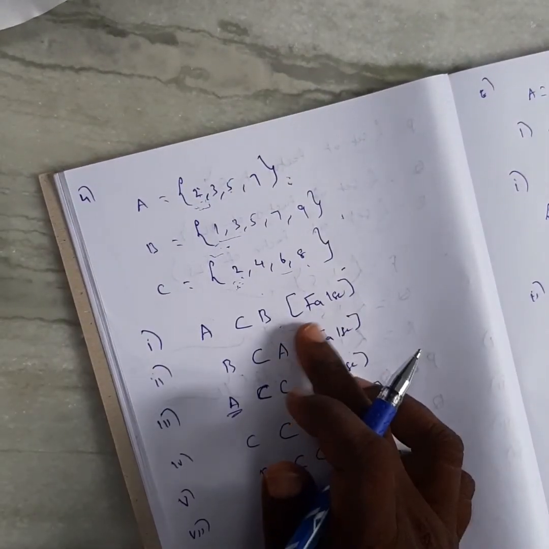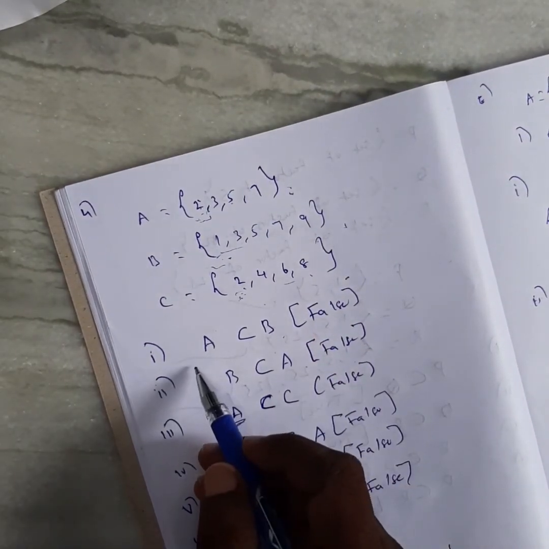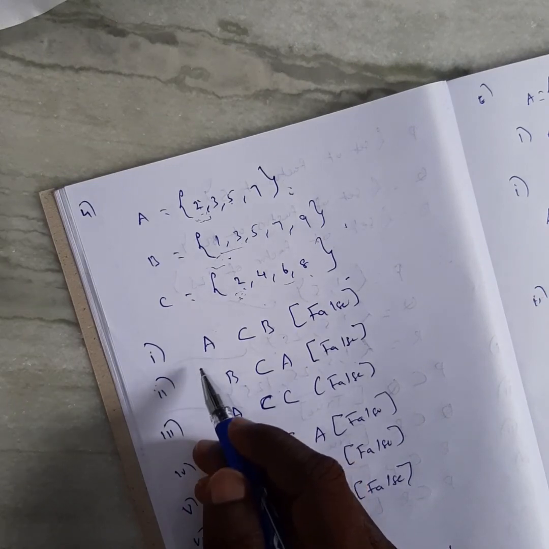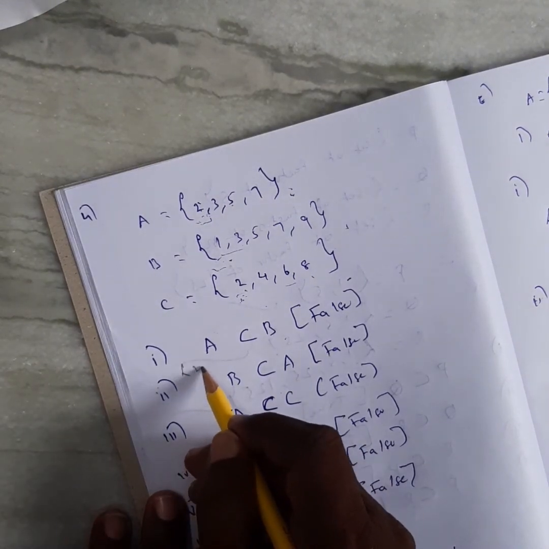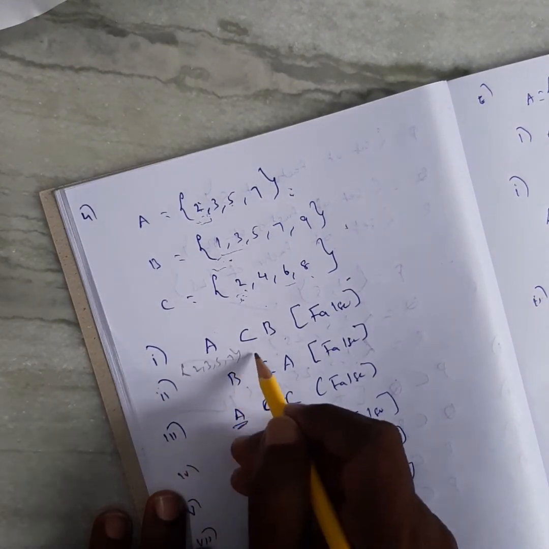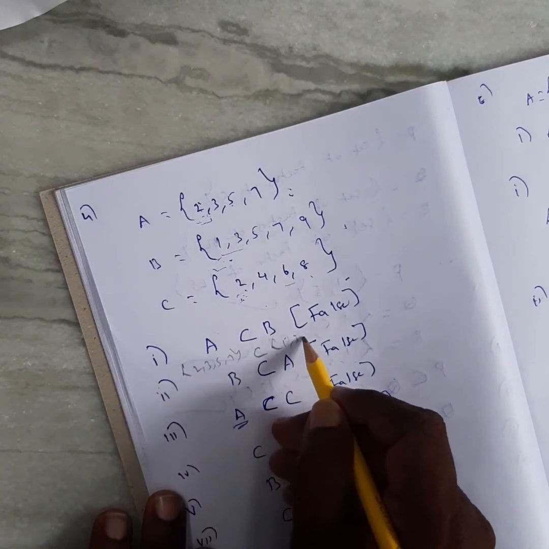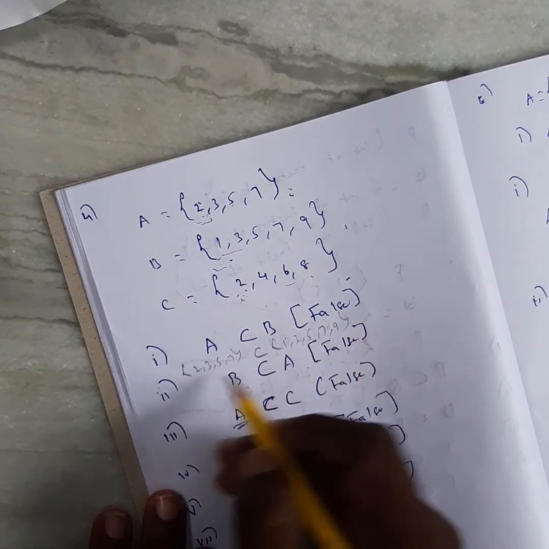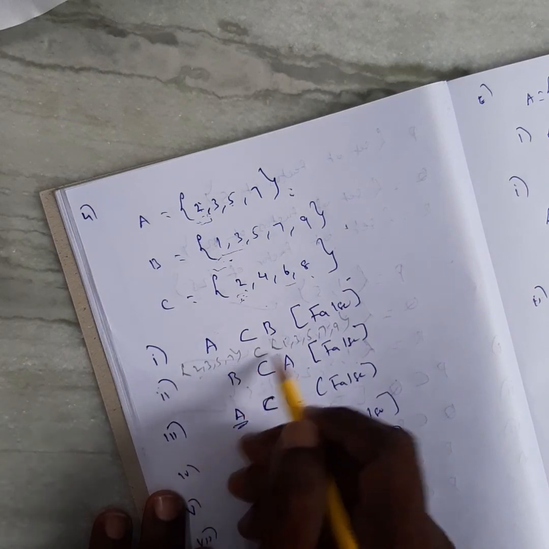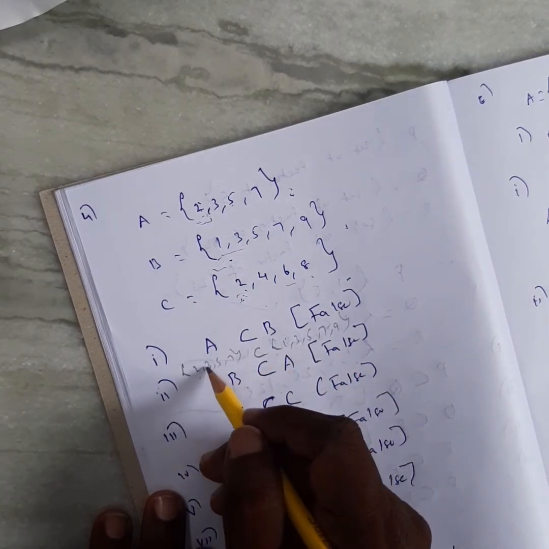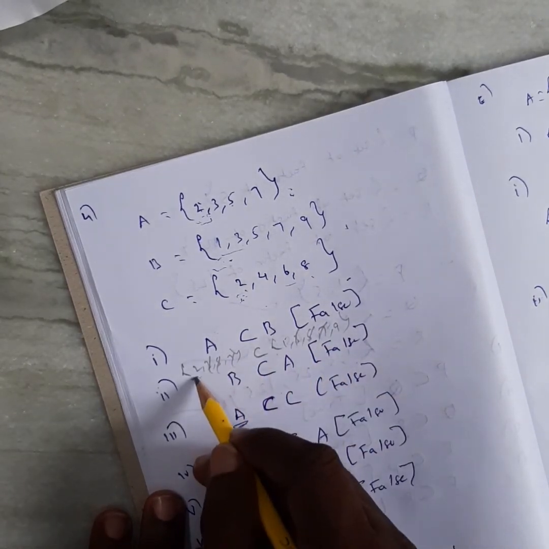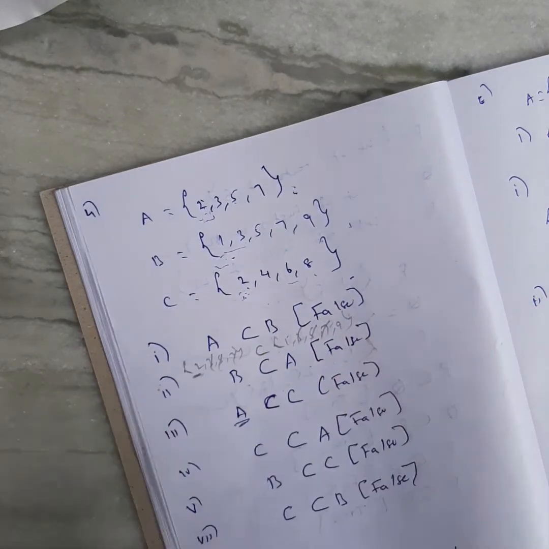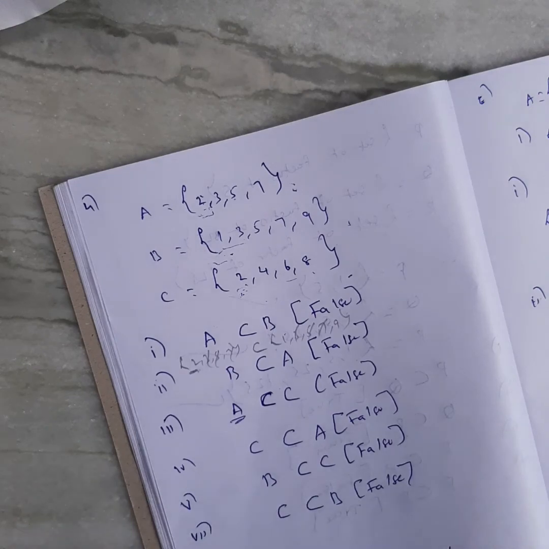Here also the same concept. When A subset B is asked, you have to say what A is here. A is 2, 3, 5, 7. B is 1, 3, 5, 7, 9. 2 is here, not there. The only common elements are 3, 5, 7. 2 remains here. So it is not a subset. It is false. Okay? This is, children, the concept of subsets.